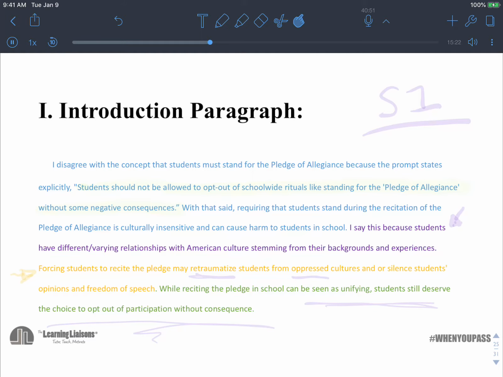That was my position. Moving on to subpoint 1 in purple. I say this because students have different, varying relationships with American culture stemming from their backgrounds and experiences. Subpoint 2. Forcing students to recite the pledge may re-traumatize students from oppressed cultures or silence students' opinions and freedom of speech. Subpoint 3 in green. While reciting the pledge in school can be seen as unifying, students still deserve the choice to opt out of participation without consequence.